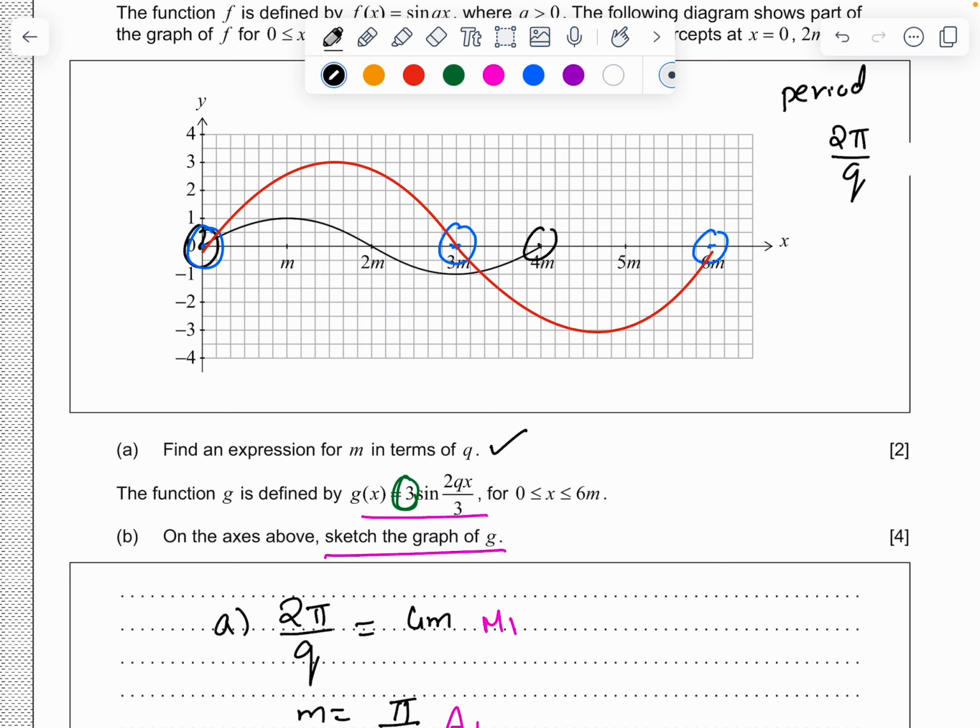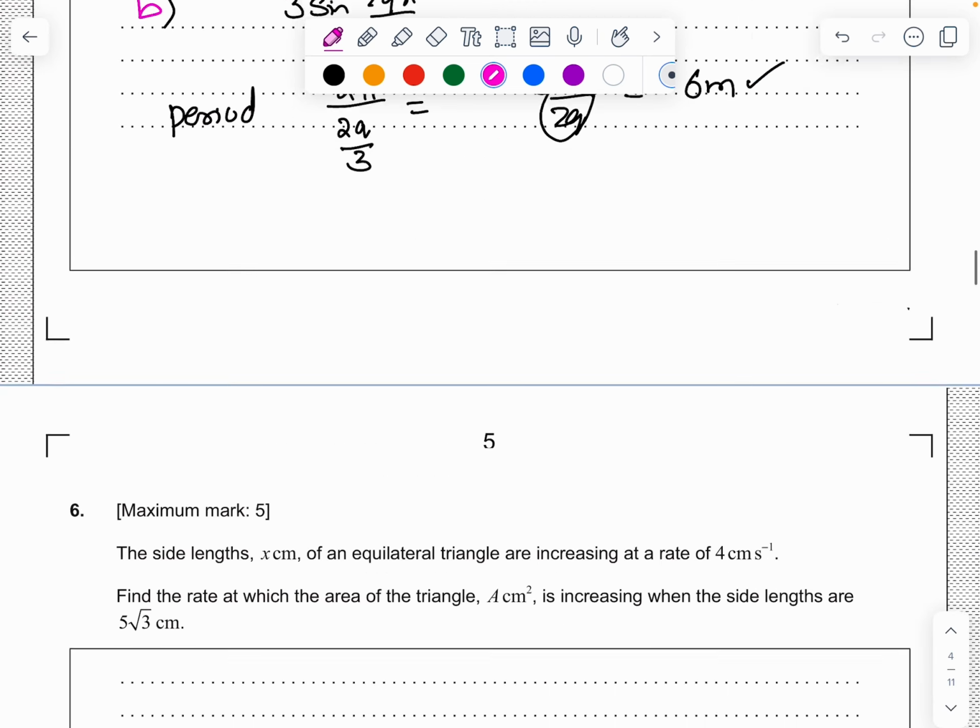This is the shape. Then it is a 4 marks question. So A1 for a smooth curve. Then A1 for the correct domain, and another A1 for the maximum points or minimum points. Then 3 A1s we got, and the fourth A1 is going to be for the period 6m. This is the way how we get 4 marks.